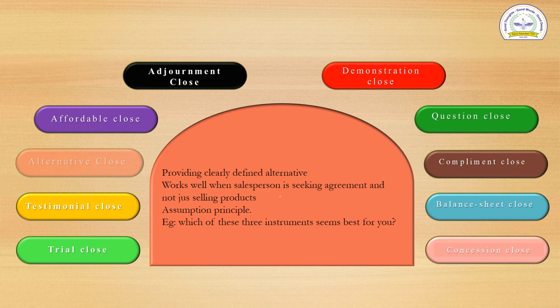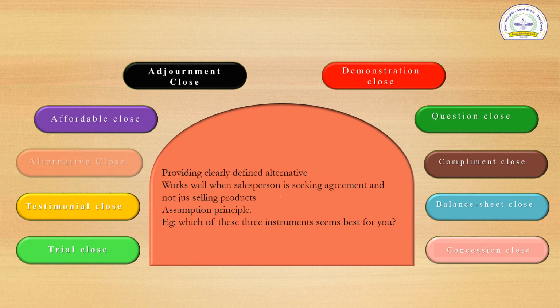This method works well when the salesperson is seeking agreement and not just selling products. It is not advisable to offer too many alternatives because the customer may get confused. By offering limited alternatives, the customer is helped to make the final choice. Example: which of these three instruments seems best for you? A question asked by a salesperson giving three alternatives would close the sale by the customer choosing one alternative, one instrument.